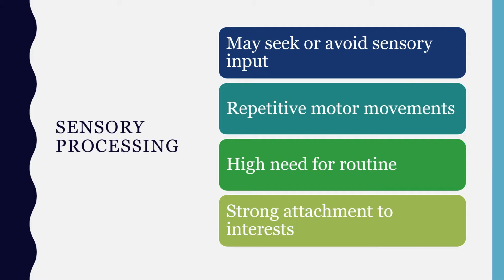Sensory processing is another very large topic area. We will cover this area in much more detail in part 2 of our webinar series. But for now, know that kids with autism spectrum disorder are really variable in this area. They may seek out or avoid certain sensations. Most kids with ASD show some sort of repetitive movements, such as hand flapping or rocking.